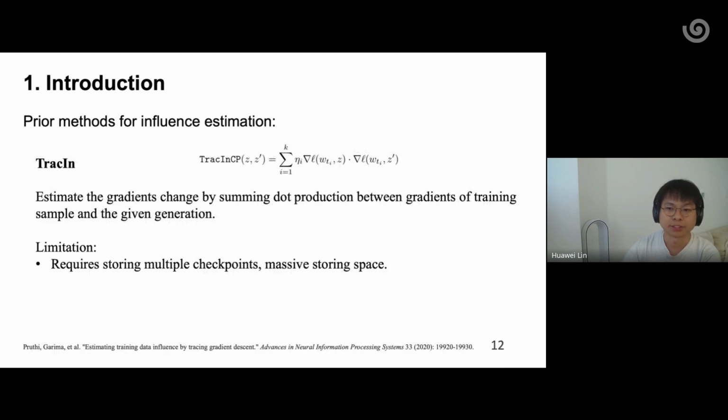And another method is TracIn. This method aims to capture the cumulative influence of a training sample throughout the training process. It is a first order method, but it requires storing k checkpoints during training. So it still requires a significant amount of computational power and storage space, especially for large language model. So these two methods will be the baseline in our experiment.